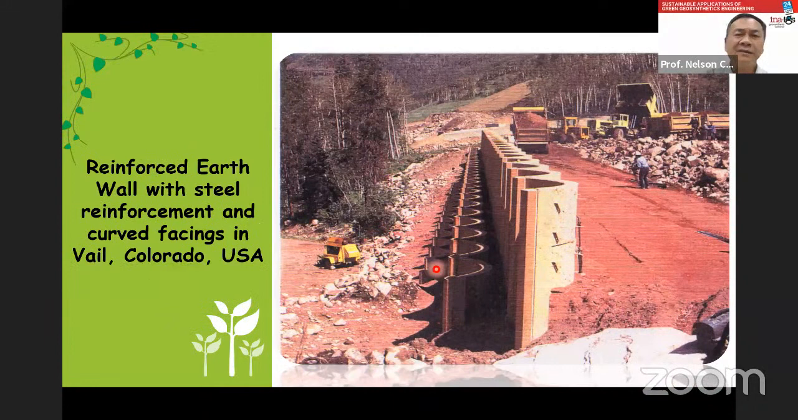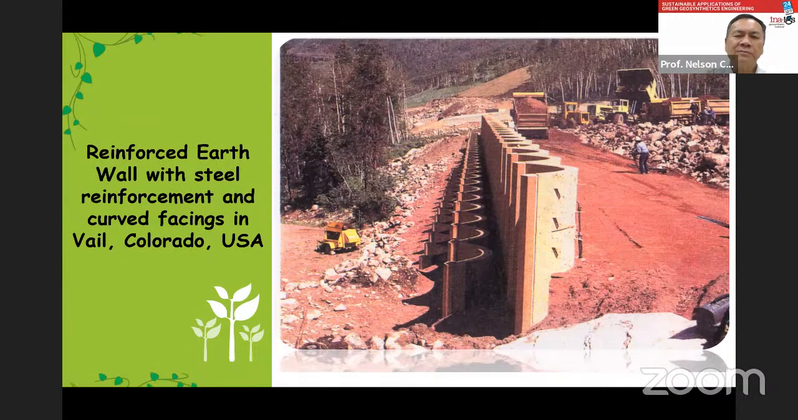Later, during the 1960s, a French architect, Vidal, developed reinforced earth with steel reinforcement. Those are steel plates as reinforcement. This was a project when I was in Colorado. We were involved. They built a reinforced soil wall in Vail, Colorado, and also used this kind of curved facing, which can withstand bigger horizontal force.